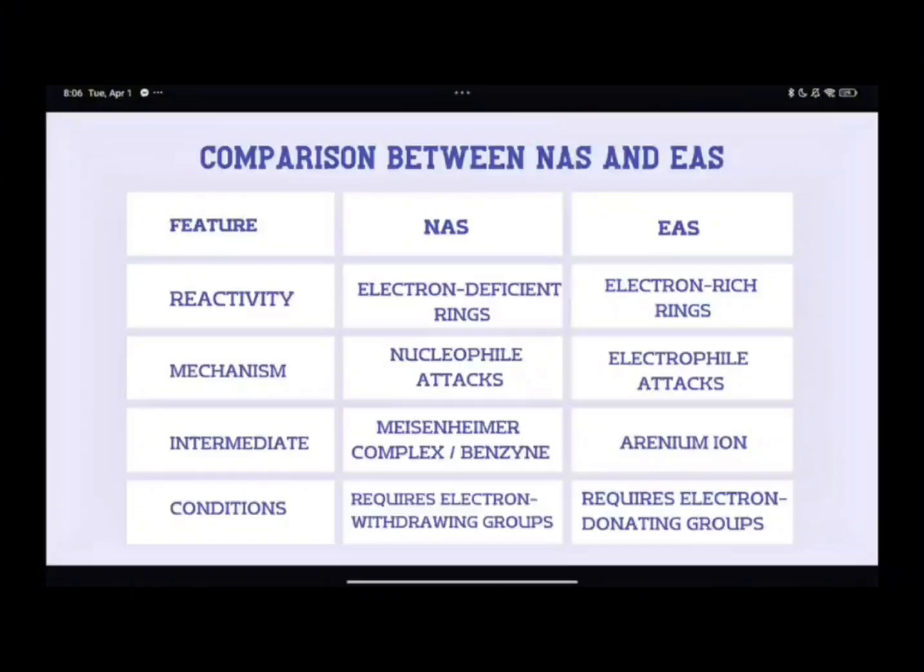Comparison between NAS and EAS. NAS and EAS are two different substitution reactions in aromatic chemistry. NAS occurs in electron-deficient systems with nucleophiles, while EAS occurs in electron-rich systems with electrophiles. The intermediates and conditions also differ.